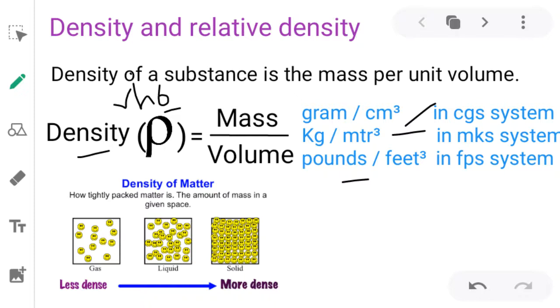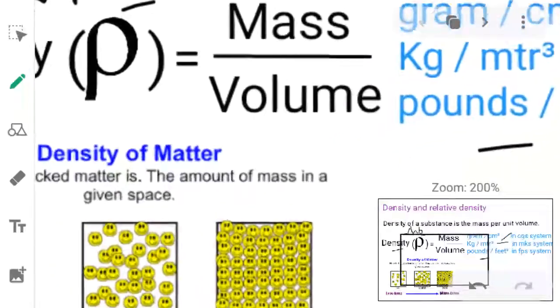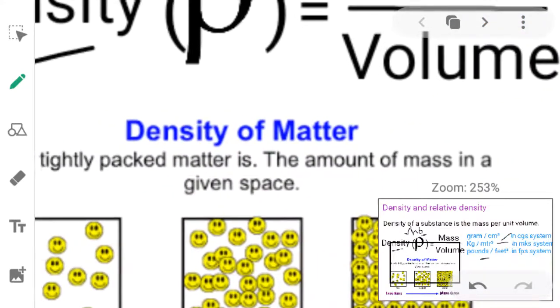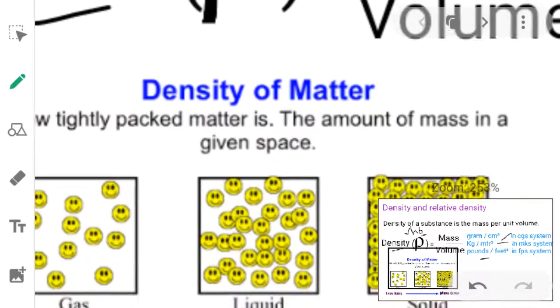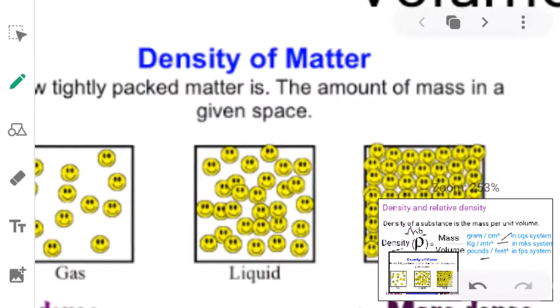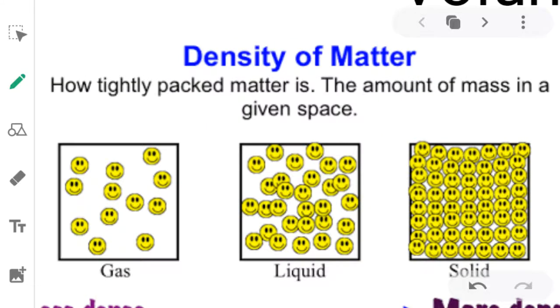In this diagram I am giving you a simple picture of how the molecules are arranged in thickly and loosely packed substances. This shows the density of matter. You may observe in the first diagram, it is gas. In gas, the molecules are rarely packed. They have gaps between the molecules, so the density of gas is less.